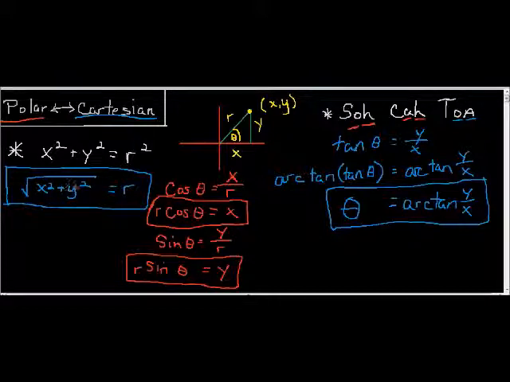So if you're given x and y, you can solve for r from the Pythagorean theorem, and if you are given x and y, you can solve for theta just from your tangent trig identity. So there you have it. And in our next video, we will go ahead and try some problems and just use all of these formulas that we have simply derived.